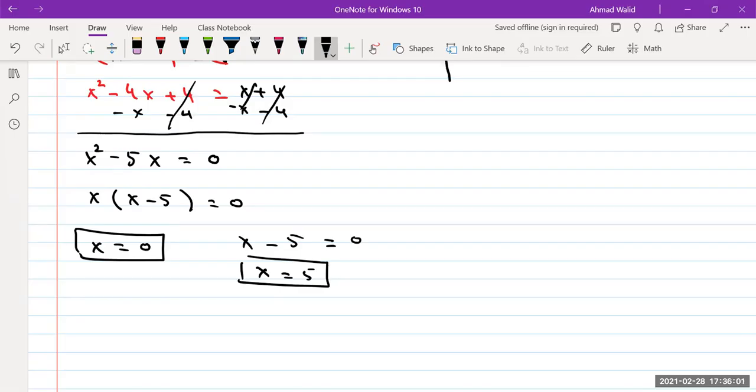check your answer, correct? If you plug in 0, I don't want to show you again the process of checking. Please plug it in, but in this problem, I know x equals 0 is not a solution. Only x equals 5 is the solution. But how to know? I showed you the process in the first example. Plug these numbers into your equation and check your answer.